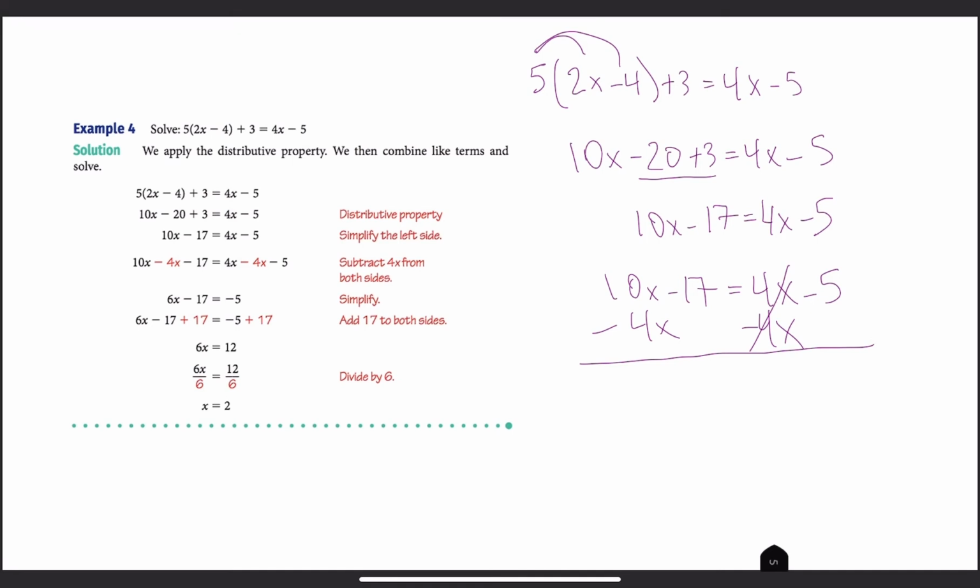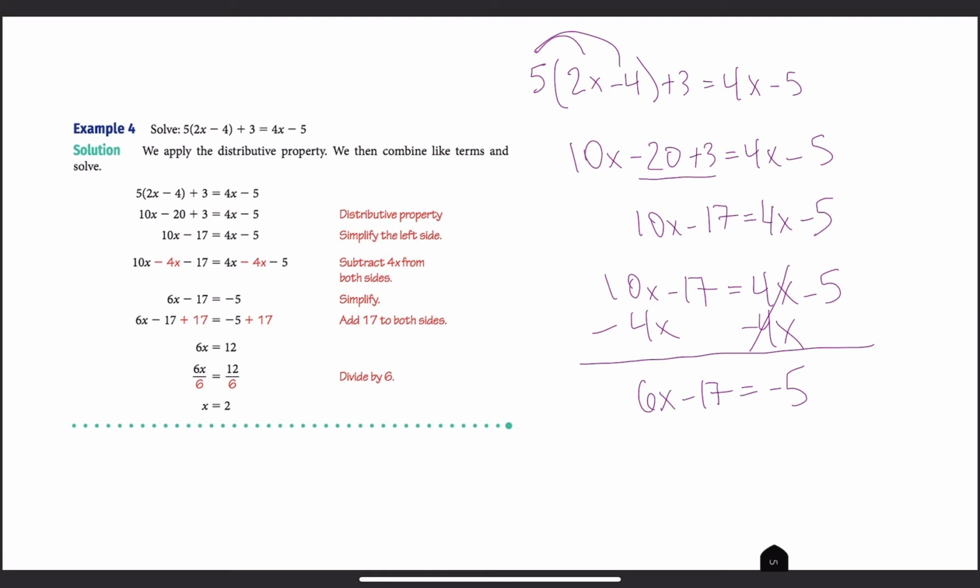Now 10x minus 4x, that's 6x, bring down minus 17, equals negative 5. Now I have my variable terms together, so what I want to do is get my constant terms together. And I want to get them on the side opposite of x. So in this case, I have all my x's on the left. I want to get all my constants on the right.